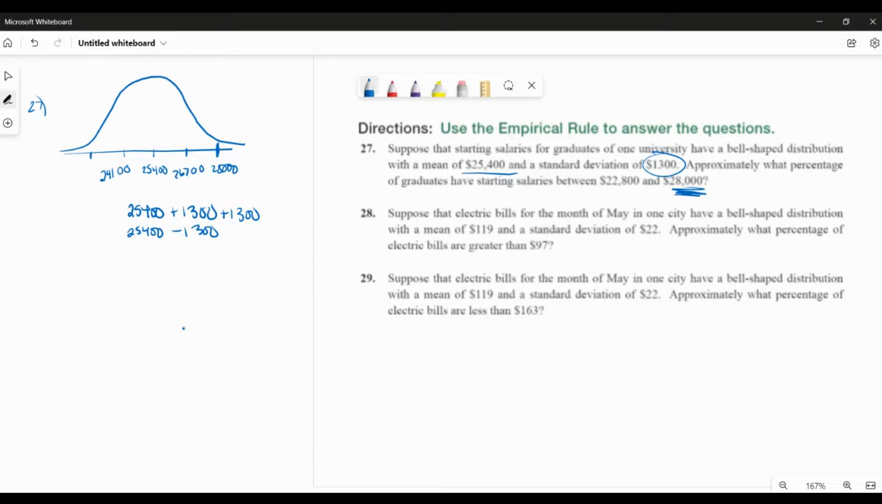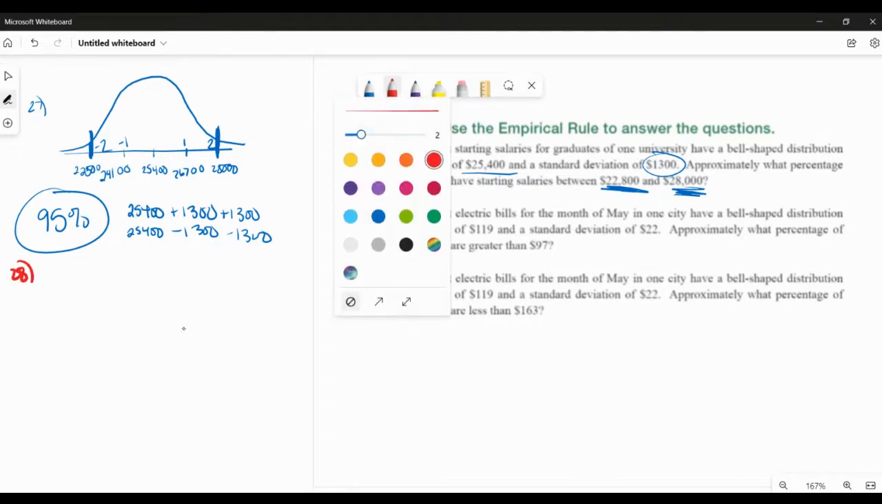And then I'm going to subtract it again. And I'm going to stop right there because that's the other number in this problem. All right, so these 2 numbers are 2 standard deviations away in each direction. So I know that'll be the middle 95% of my data.